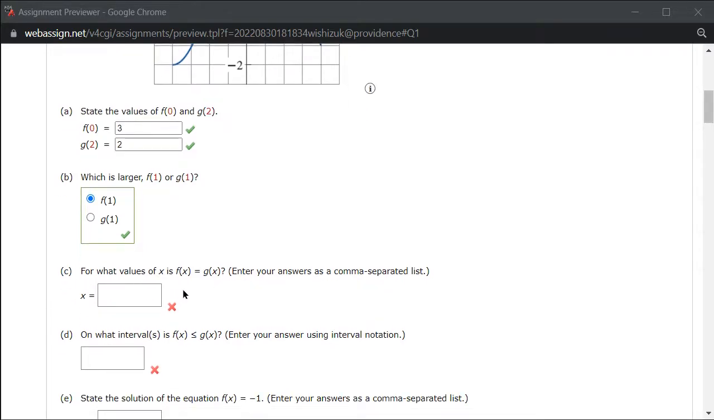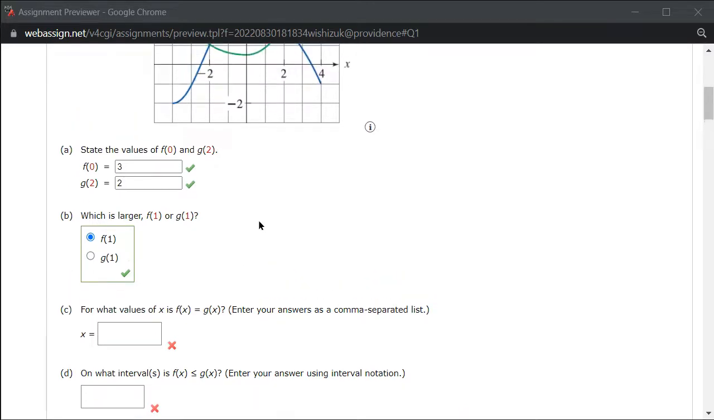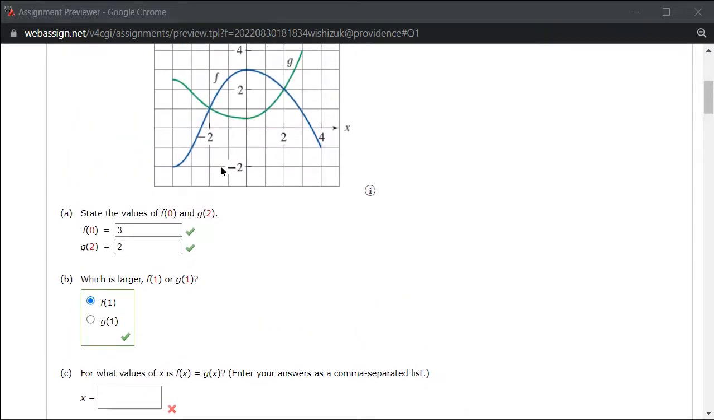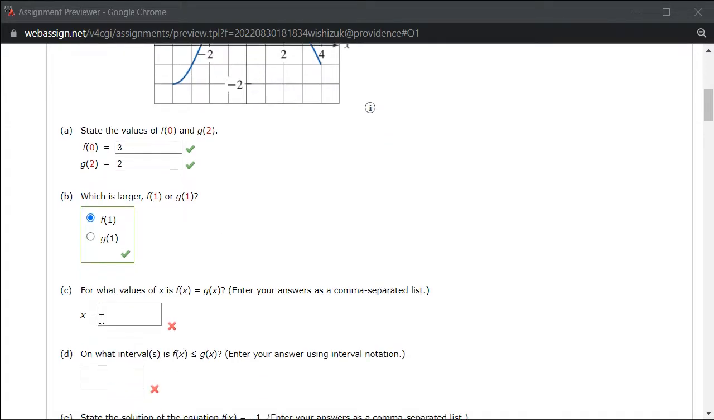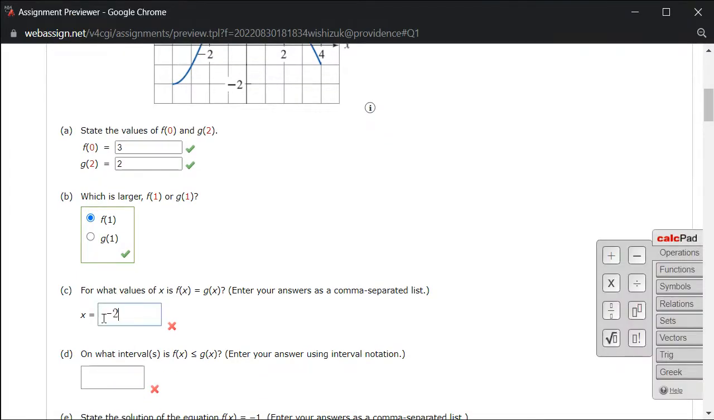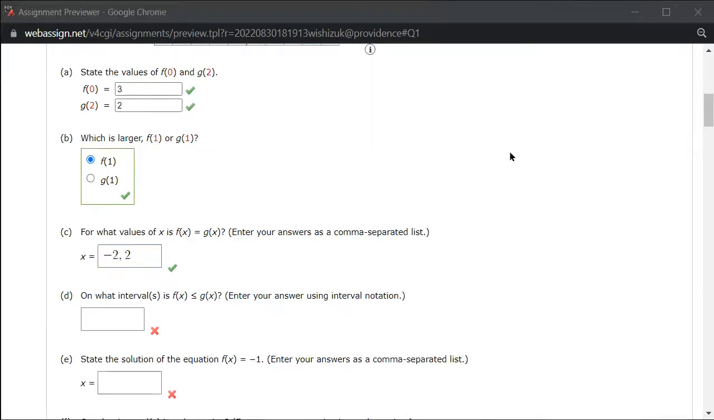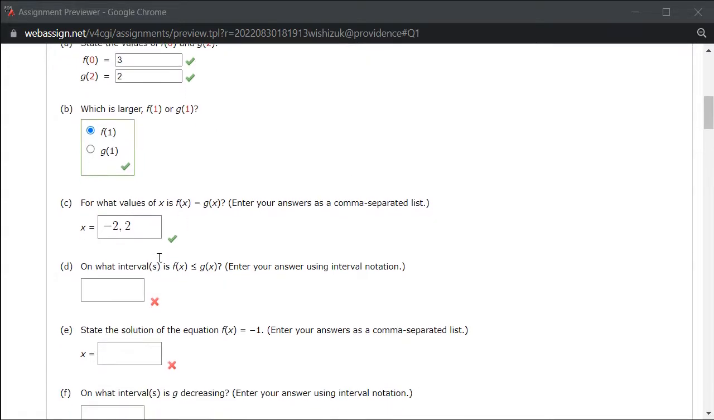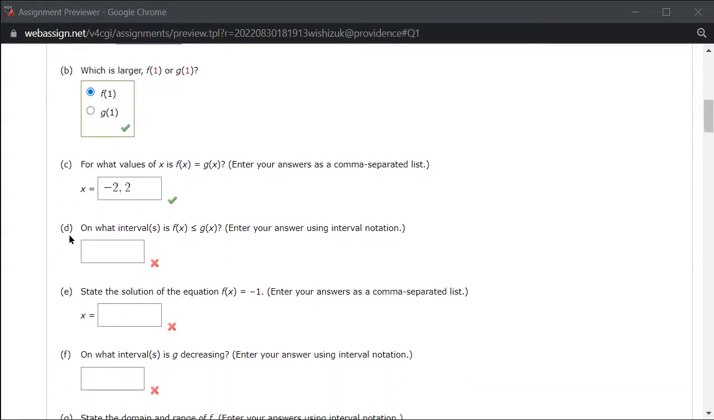For what value of x is f of x equal to g of x? We're looking for the intersection. Right here, the intersection is at x equals -2 and also at +2. So I would put -2, comma, +2. Let's check the answer. I came back and it looks like we got part C correct as well. Let's move on to part D.